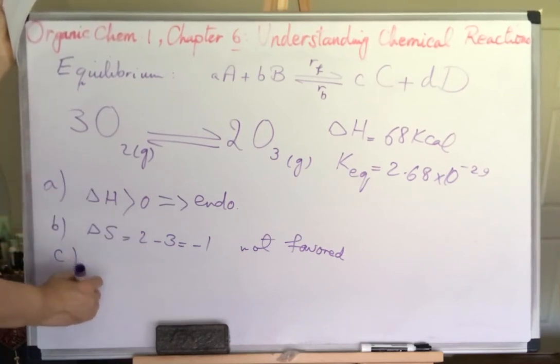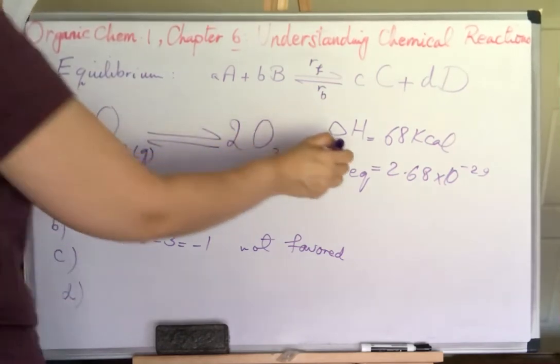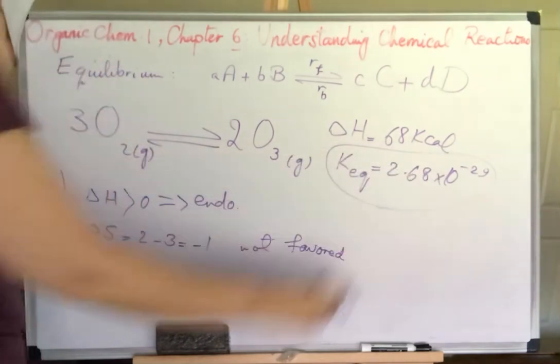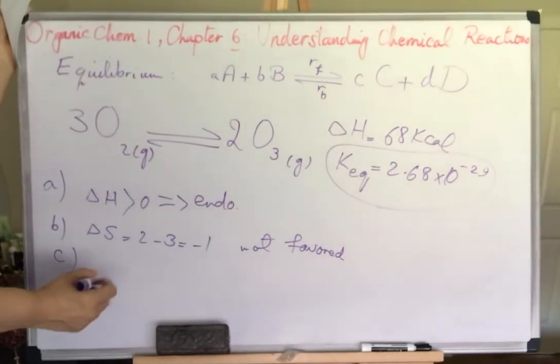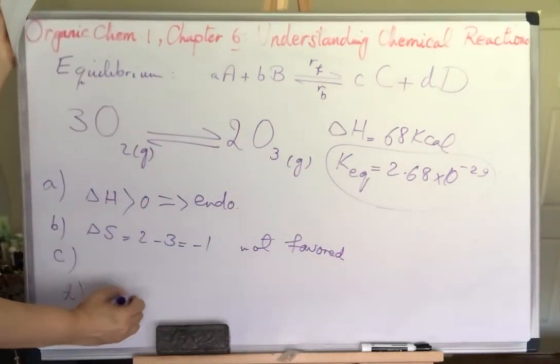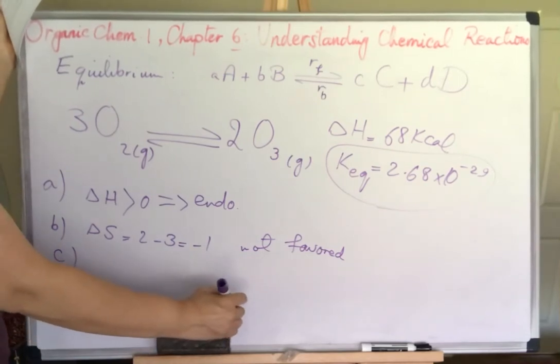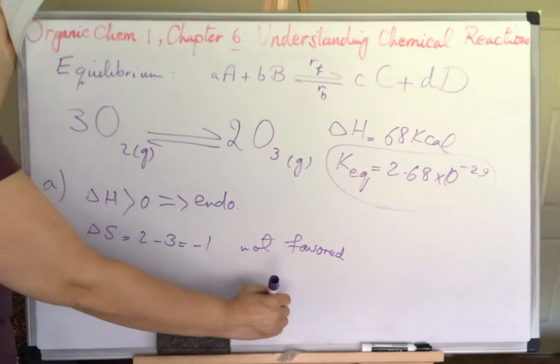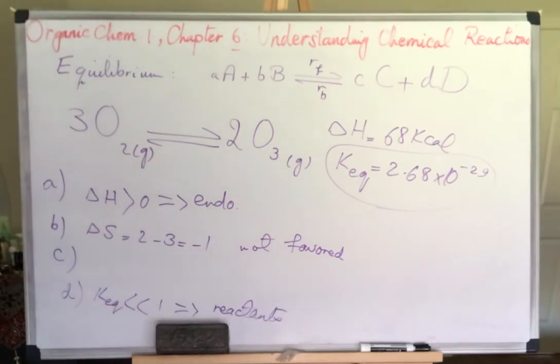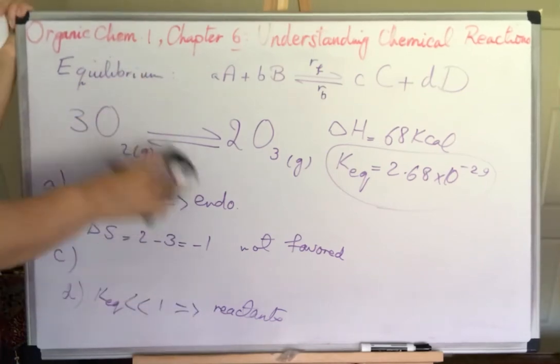And for D, are the reactants or the products favored at equilibrium? At equilibrium, we will have to pay attention to K equilibrium. It's a very small number. K equilibrium is very, very smaller than 1. So the reactants are favored at equilibrium. So that's why we need the lightning to make it happen, to change oxygen to ozone.